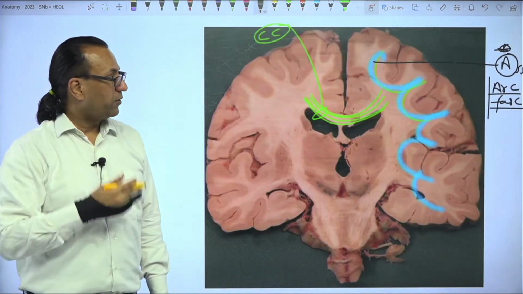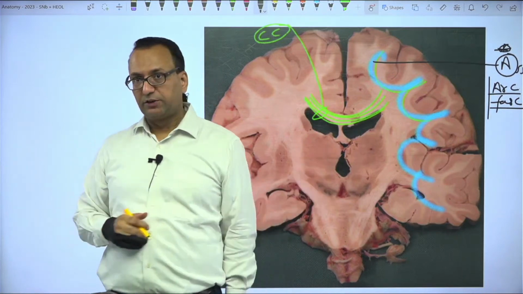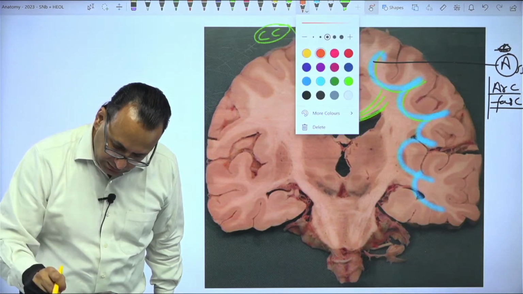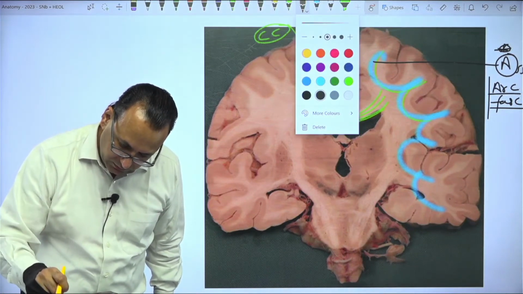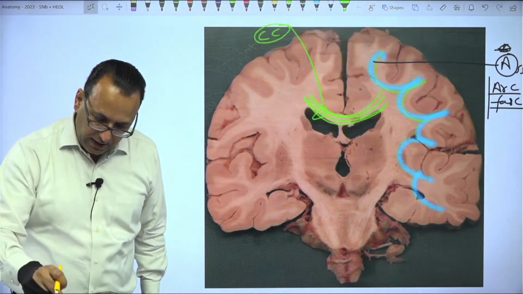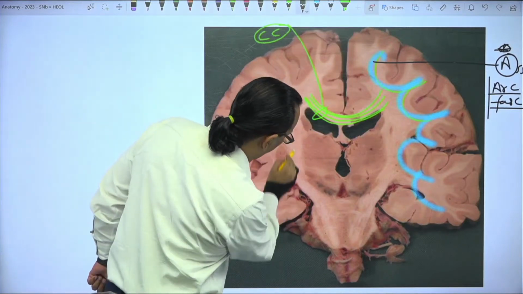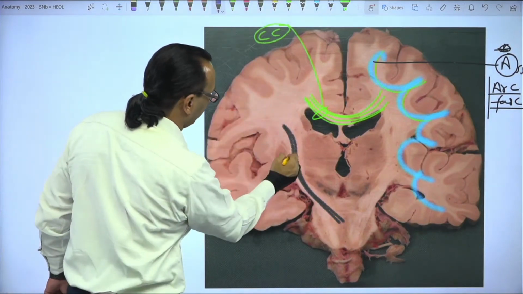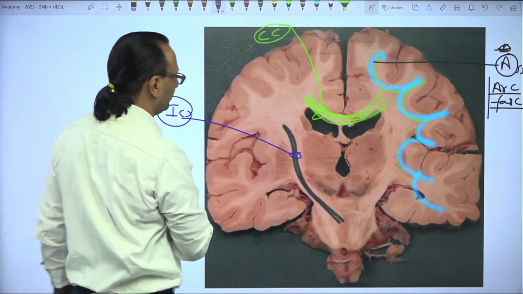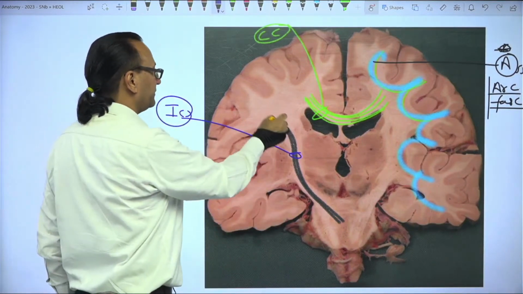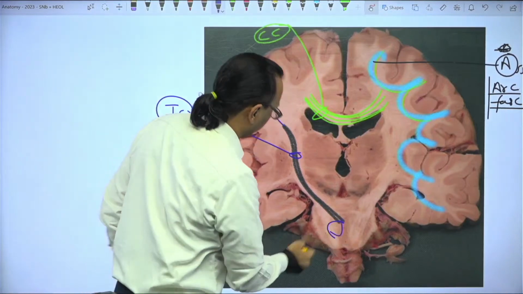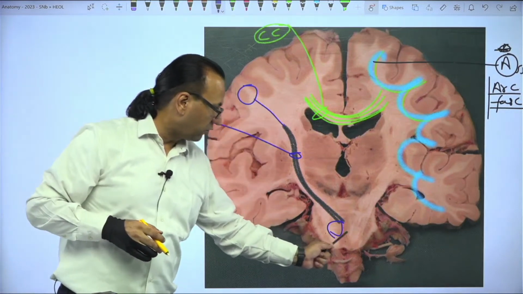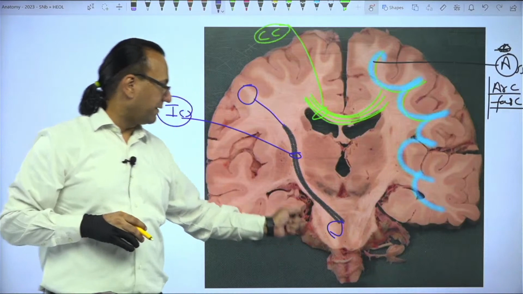Okay, then what about the projection fibers? If you say the projection fibers, then you can look for yourself. Let us use some other color, black is good. And this is the projection fiber. This is basically internal capsule. So now we are looking at internal capsule, and internal capsule is projection fiber. Projection fiber means projecting from upper brain center to lower brain center or vice versa. One example is internal capsule.